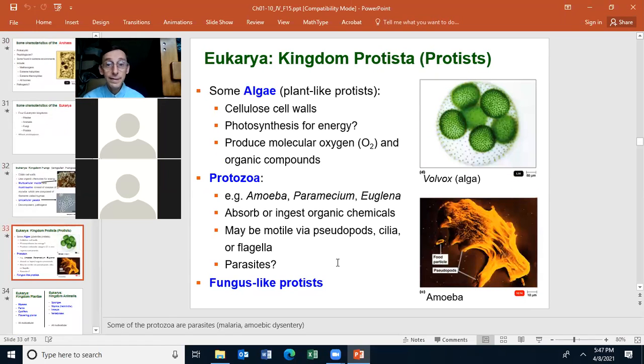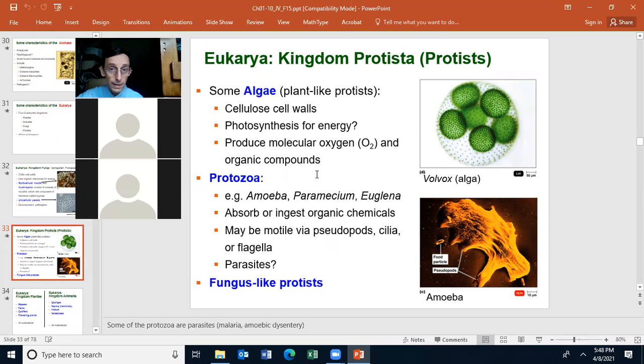Let's talk about the protists, the protista. We can divide these into three types. There's the plant-like protists, and these include the algae. They all have cellulose in their cell walls, similar to plants. They engage in photosynthesis to get their energy needs. They produce oxygen. They typically are green, but you can have brown algae and red algae. There are other colors. And they do make organic compounds, largely glucose, by photosynthesis.